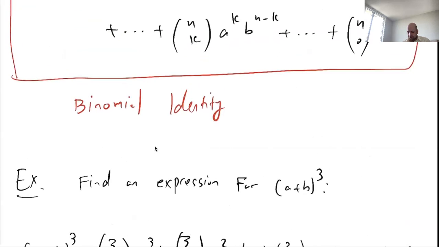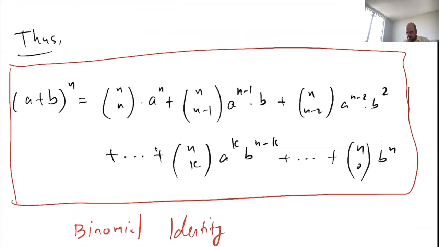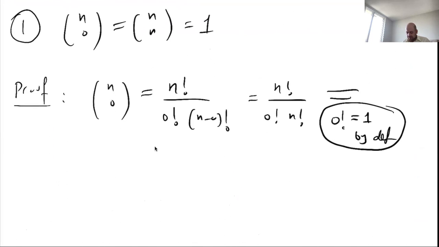For example, here, we need the first coefficient to be 1, or the last coefficient to be 1. So if we define 0 factorial to be 1, then this number will be n factorial over n factorial, which is 1. So everything works out nicely if we define 0 factorial to be 1. So just accept that 0 factorial is defined as 1.